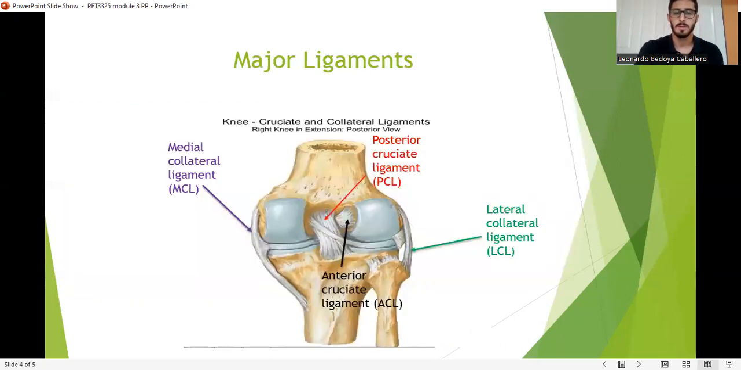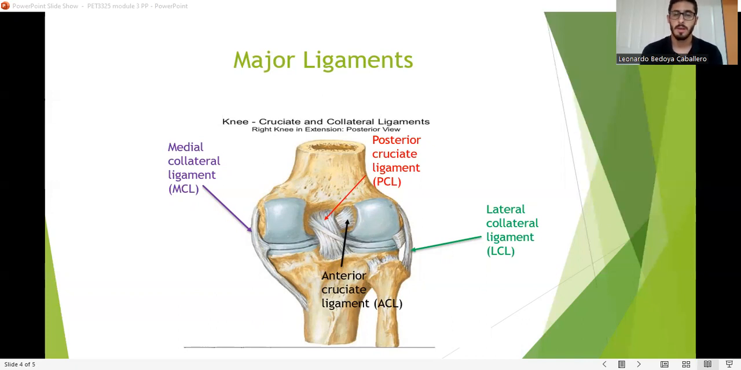So major ligaments. One of the four major ligaments of the joint is the ACL. It assists in preventing anterior translation of the tibia on the femur, which can lead to hyperextension, but it also prevents as well rotation of the tibia on the femur. It is located within the joint at the condyles anteriorly to the PCL. And the posterior cruciate ligament is located posterior to the ACL and functions to prevent posterior translation of the tibia on the femur.